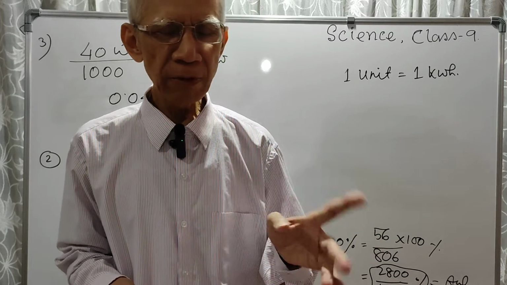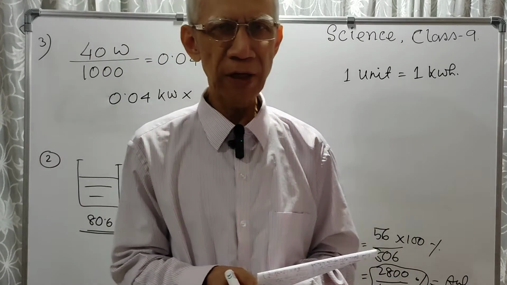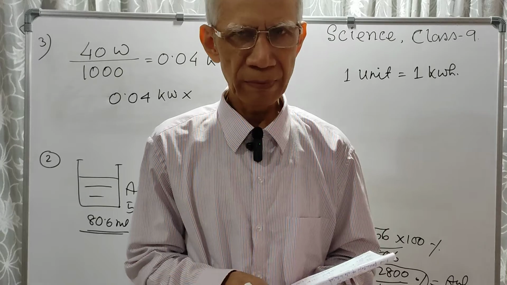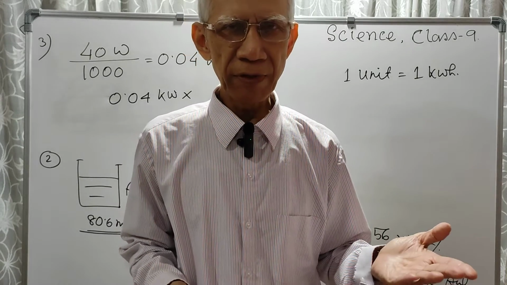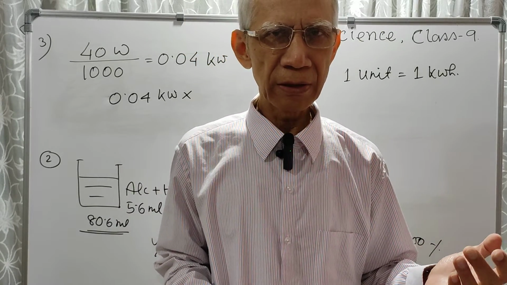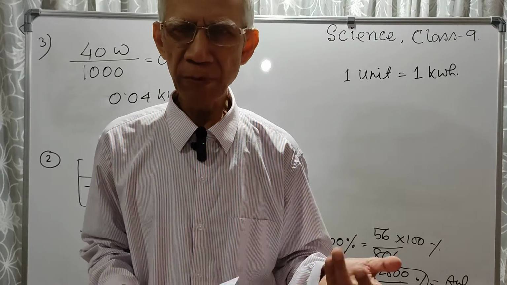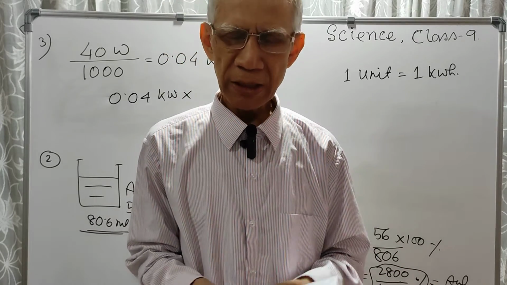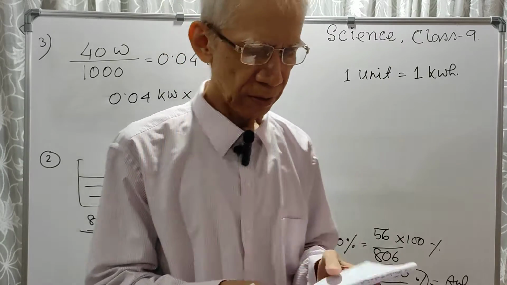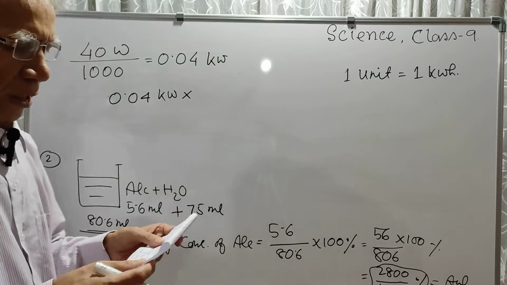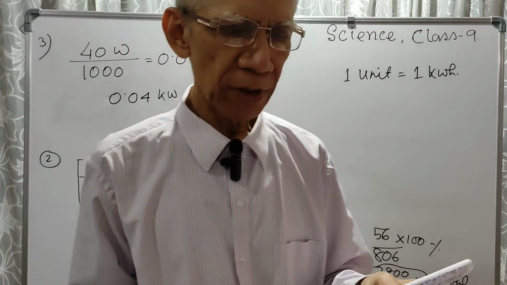But if the name of the month is given, suppose January is given, then you will take 31 days. All right. If July or August is given, you have to take 31 days. Otherwise, all months will be 30 days. Okay. So 4 hours daily for 30 days.